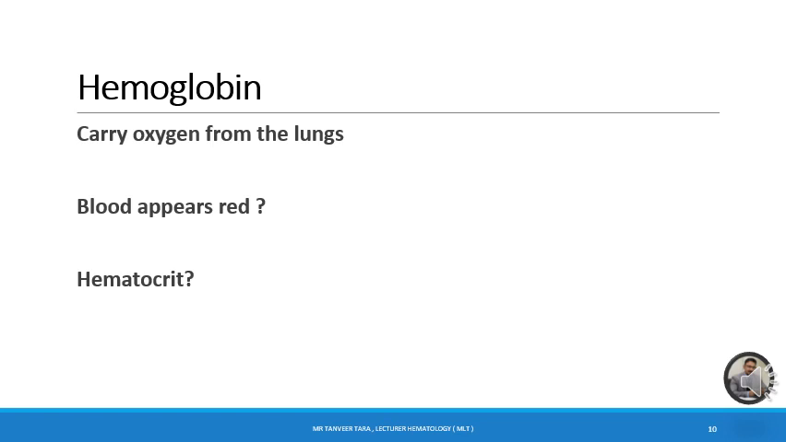The percentage of whole blood volume that is made up of red blood cells is called the hematocrit, and is a common measure of the red blood cells. We should know that hematocrit is also known as PCV, that is packed cell volume.